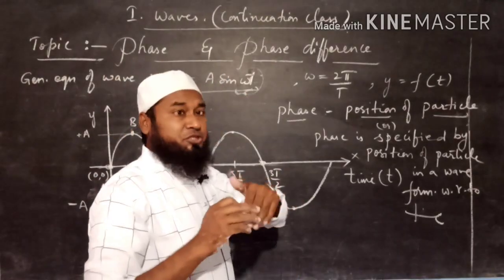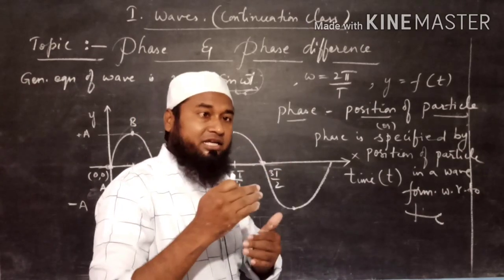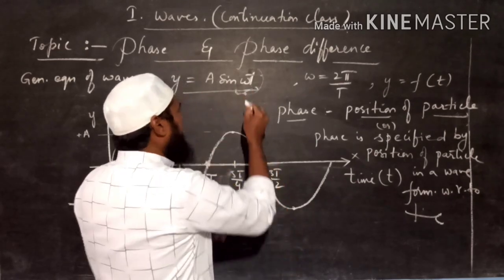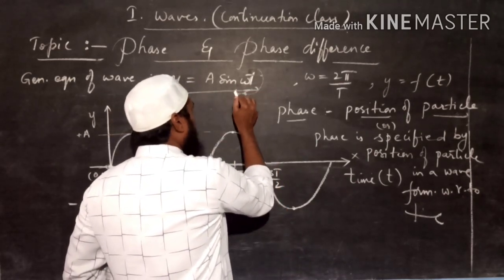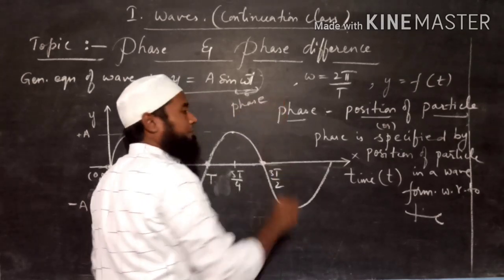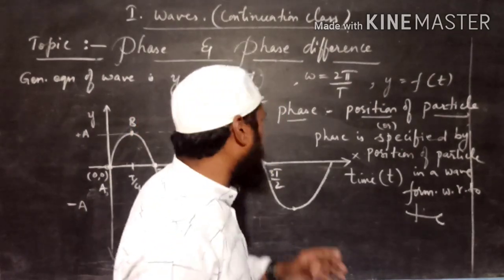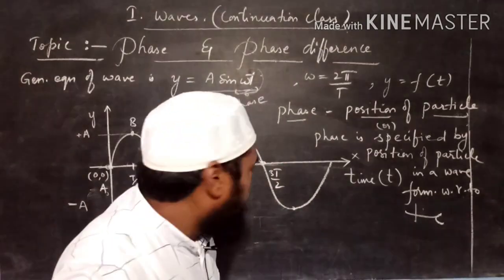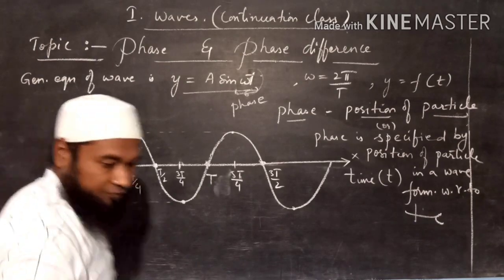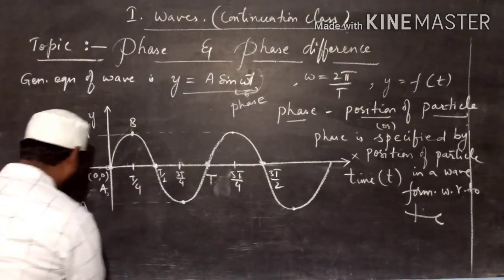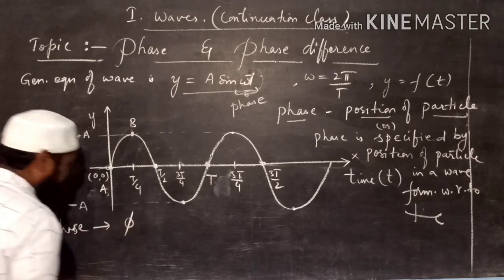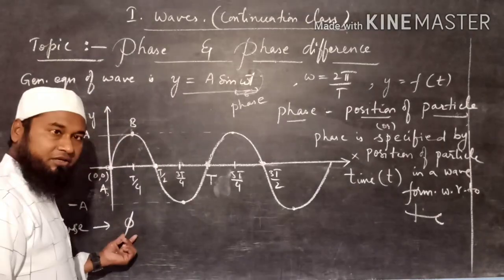So what specifies the changes of the particle? The particle that is changing, the particle will change with respect to time. So what is there with time? It is omega t. So this omega t will specify the phase of a particle. Omega t will specify the phase of a particle. So what I will do, this phase we can write with one formula. Suppose phase is denoted by phi. Phase is denoted by phi.